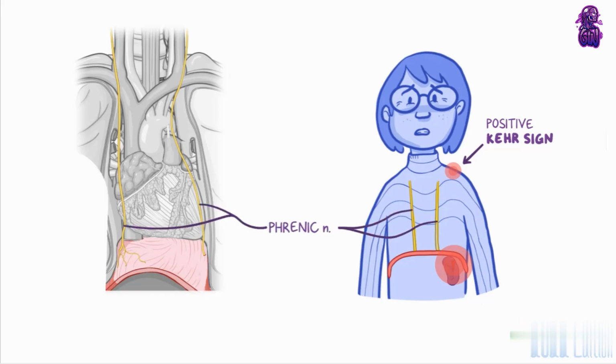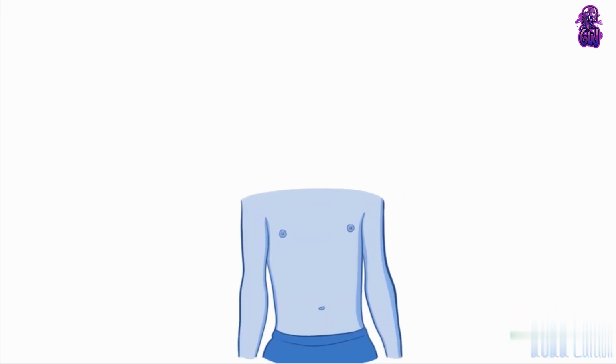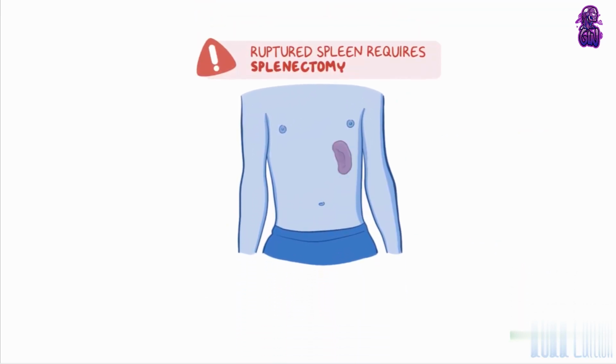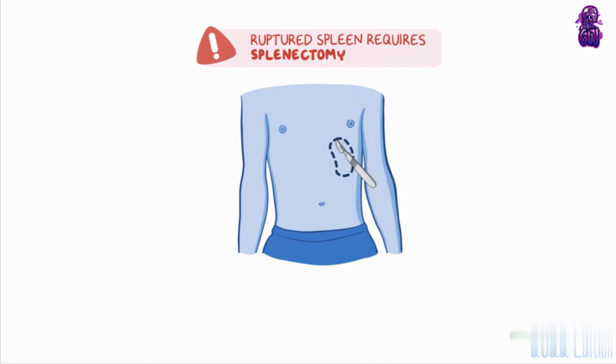A ruptured spleen is considered a surgical emergency and must be addressed as soon as possible. In most cases, a ruptured spleen requires a splenectomy, which is the surgical removal of the spleen.